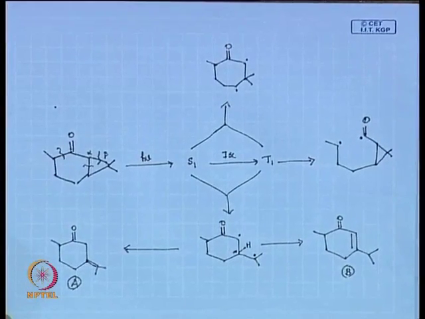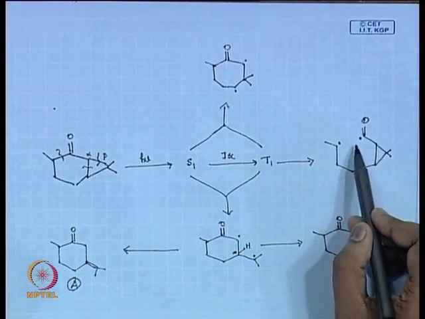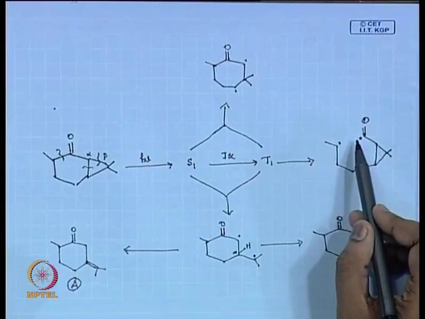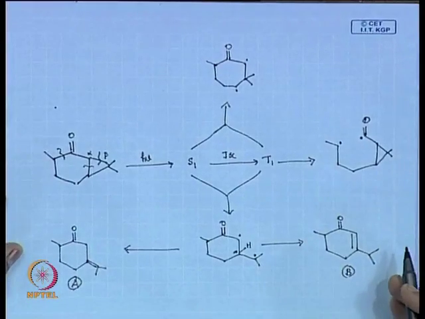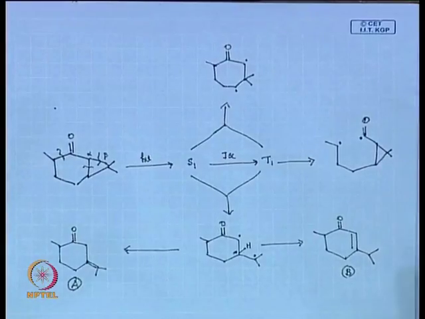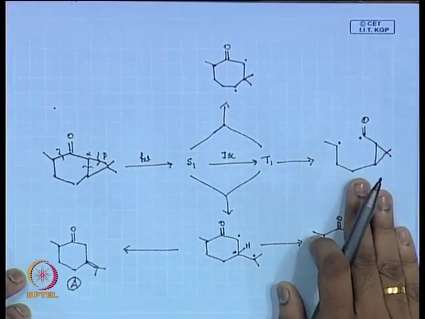I get a system like this, and you know pretty well what this does. It can abstract a hydrogen to give me an aldehyde. That is what we studied in the alpha cleavage reaction. Then decarboxylation, all this process can happen, but you should know that this also undergoes an alpha cleavage reaction.